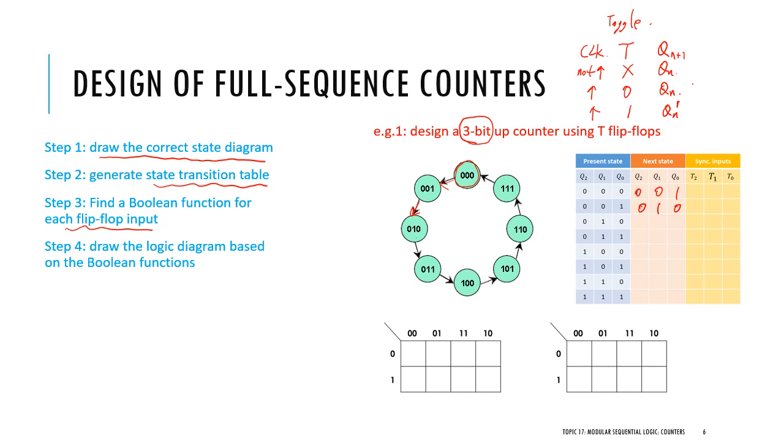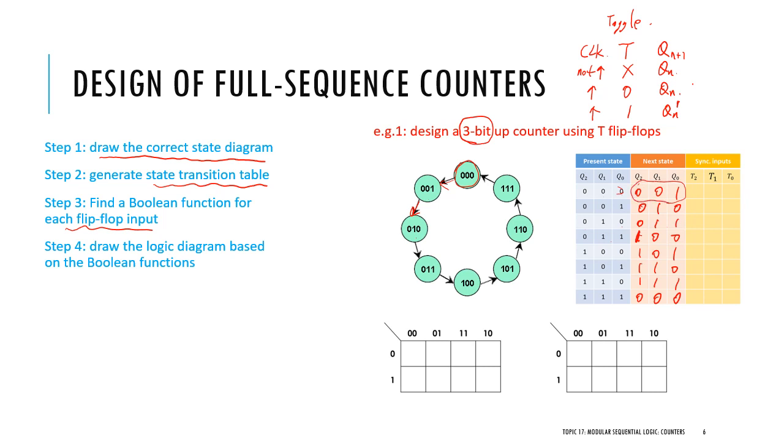So if we have 0, 1, 0 here, next 0, 1, 1. Or you can use decimal values. So this is 2, the next 3, 3, we need to go to 4, 4 go to 5, 5 go to 6, 6 go to 7, 7, the next state is the initial state. So now we have this table, and we know the present state and the corresponding next state.